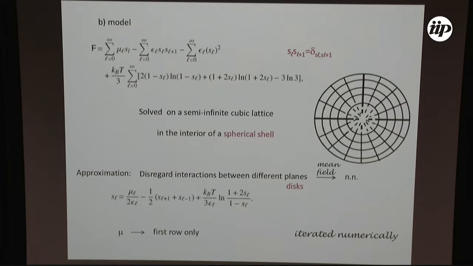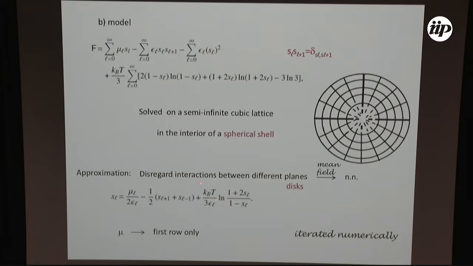And I solve this both on a semi-infinite cubic lattice. I mean, I just make a cut here, and I just study what's going on near the surface, and in a cubic surface and a spherical shell. So I do a mean field approximation for that, and I minimize that, and what I get is the orientation of a generic particle on layer L.